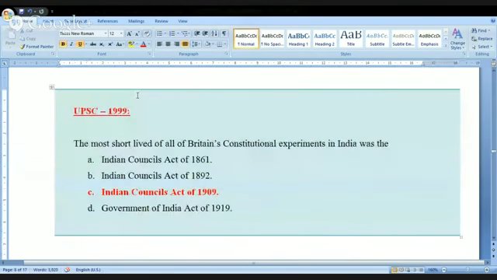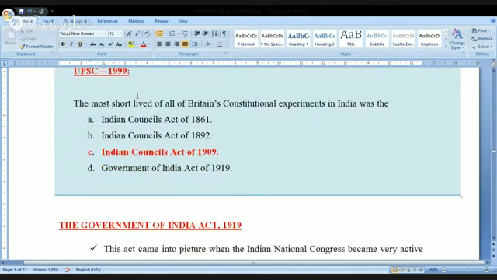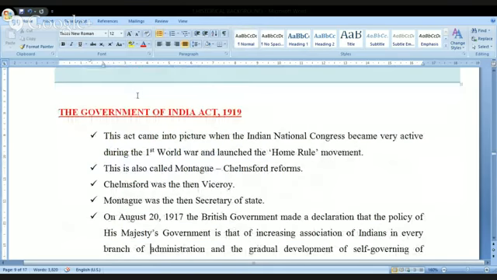So there was a question in the UPSC in 1999. Look at this. The most short-lived of all Britain's constitutional experiments in India was: the Indian Councils Act of 1861, or 1892, or 1909, or the Government of India Act of 1919? Just as I told you in the beginning of this 1919 Act, this is the most short-lived of all Britain's constitutional experiments. Okay. Next, we'll be coming across the so-called Government of India Act of 1919.